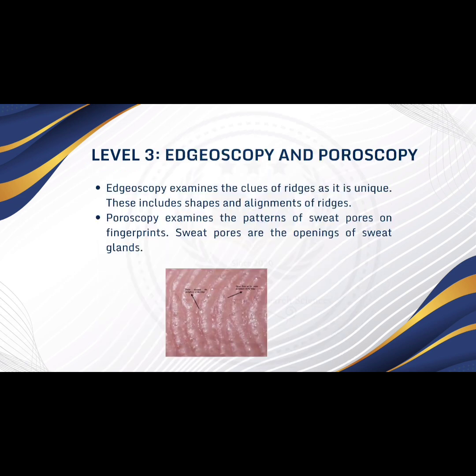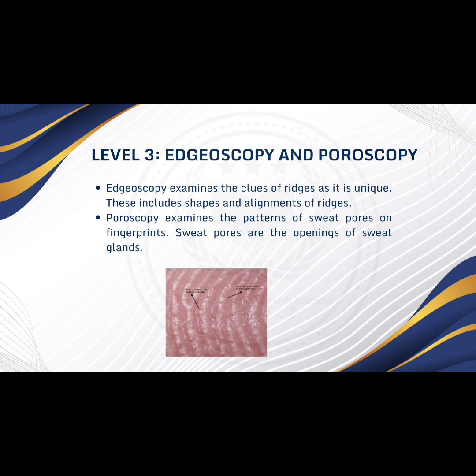Then we have ridgeoscopy and poroscopy. Ridgeoscopy is also called edgeoscopy. Basically, this is the examination of the unique ridges present on a human finger: what the shape is, what the alignment of the ridges is, and how they are formed on the fingerprint. So these things are checked in this examination.